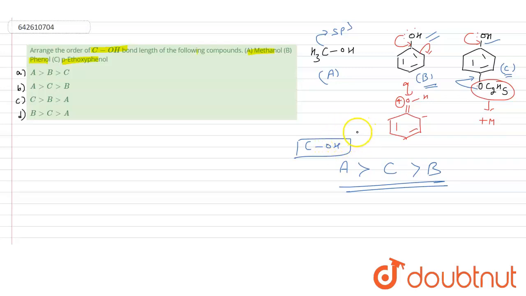Let's see the options: A, B, C; A, C, B; C, B, A; and B, C, A. Here you can see clearly that compound A, methanol, has the highest C-O bond length. After A we are getting C, so option B becomes the correct answer, and options A, C and D become the wrong answers. Hope this answered your question.